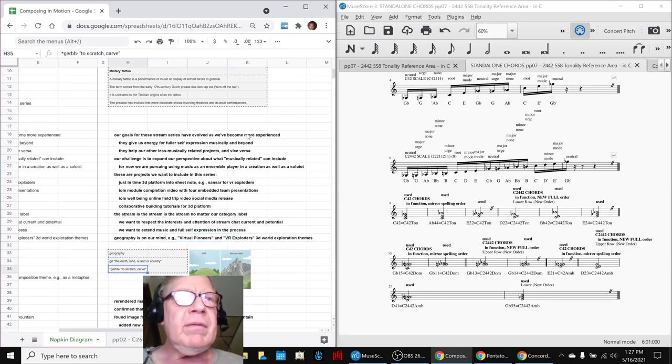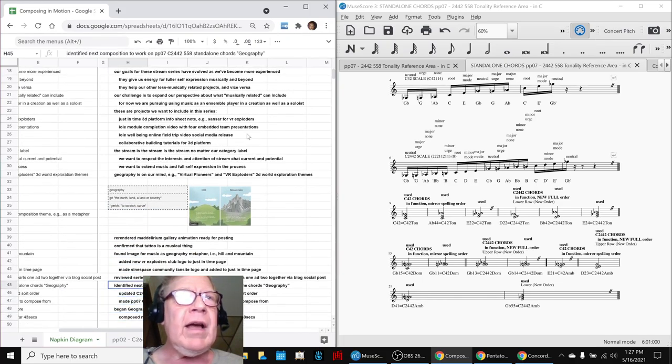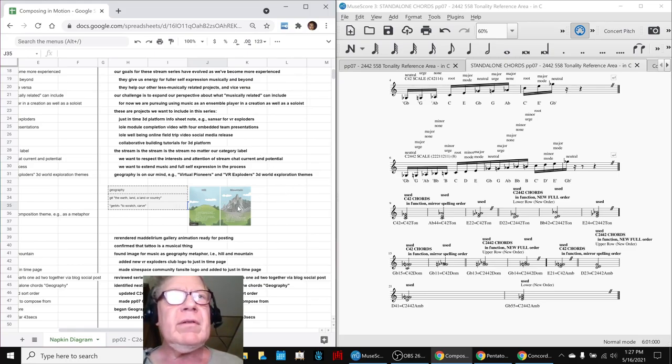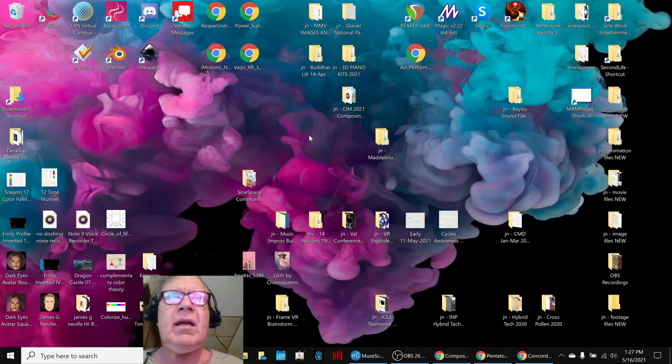We also have a new theme today, geography, and we think it's on our mind because of all the recent 3D world exploration we've been doing, especially this last week. We did look up and find a cool image to help guide us. You probably know this, geography means the earth, and to write, to scratch or carve. So we have this cool image of hills versus mountains, which we think we could reflect musically with a smooth and a pokey kind of sound.